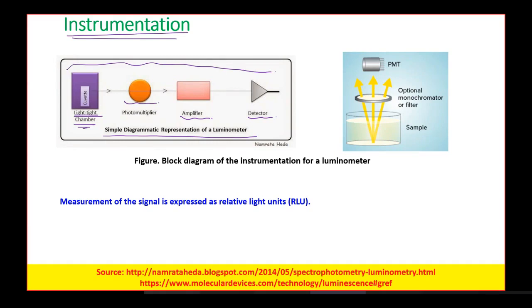However, if you look over here in the second picture, you have this PMT, and from here you have the sample, then you have a monochromator or a filter. What does this monochromator do? It helps in selecting the spectrum.